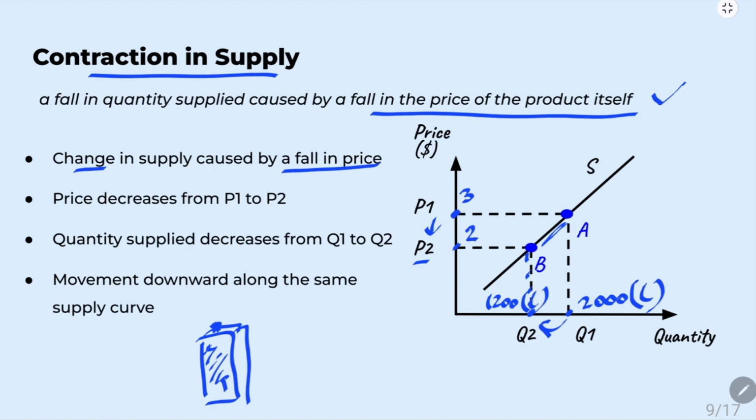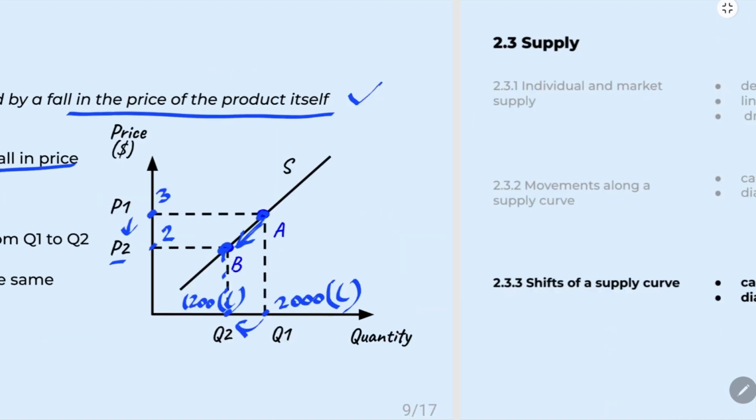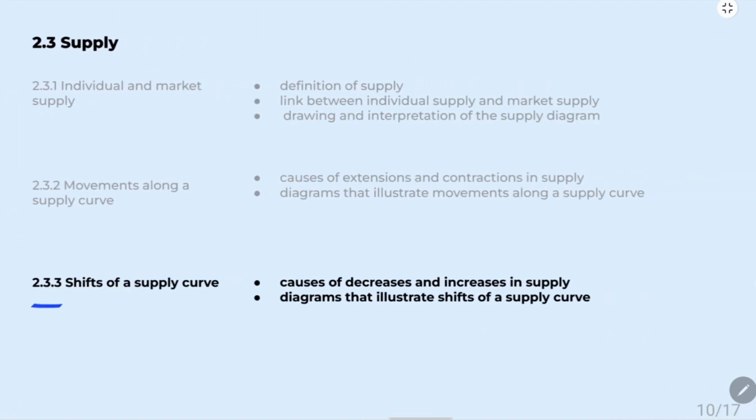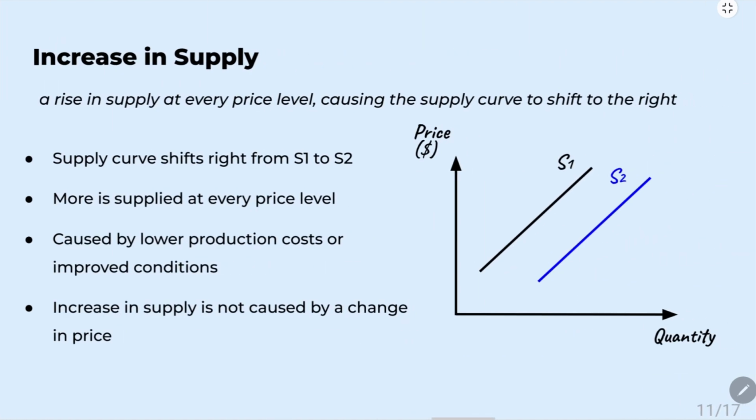This is called a contraction in supply because firms reduce the quantity supplied when prices fall. Next, we're going to look at shifts of a supply curve and the factors that cause supply to increase or decrease. An increase in supply happens when producers are willing and able to supply more products at every price level. This causes the supply curve to shift to the right from S1 to S2.